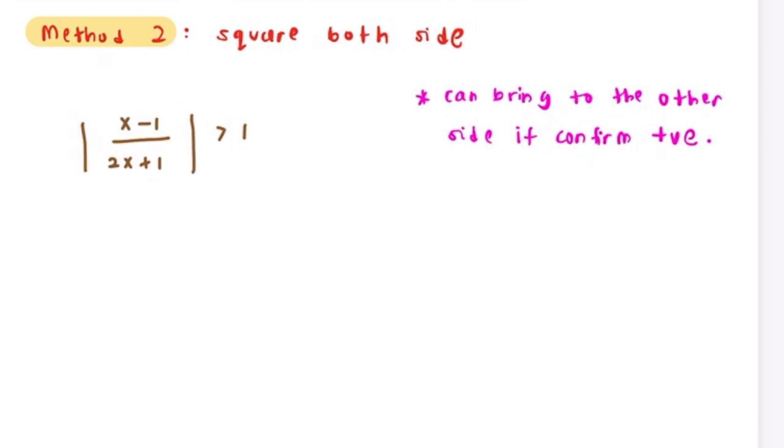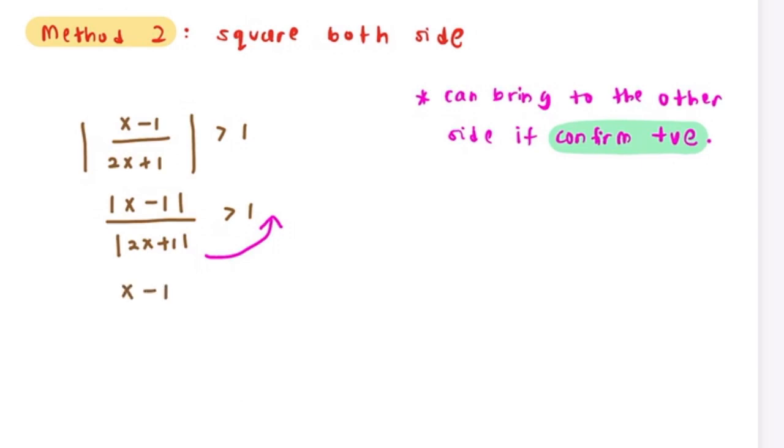So if there is modulus, it means you are confirm that this numerator and denominator is positive. Then you can bring to the right hand side. For example, this one you can split into 2, modulus x minus 1 over modulus 2x plus 1. So 2x plus 1 you can bring to the other side. Why you can bring? Because you are confirm that this value is positive. If confirm, then can bring to the right hand side. So this one you have modulus x minus 1 more than modulus 2x plus 1, also modulus symbol.